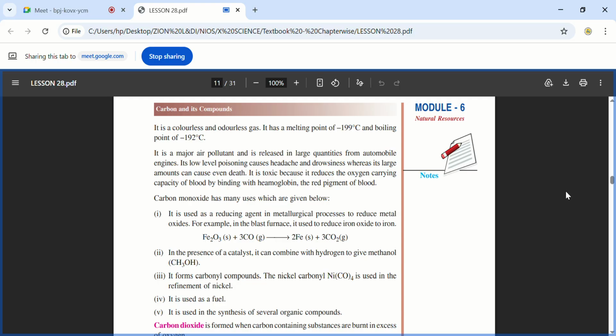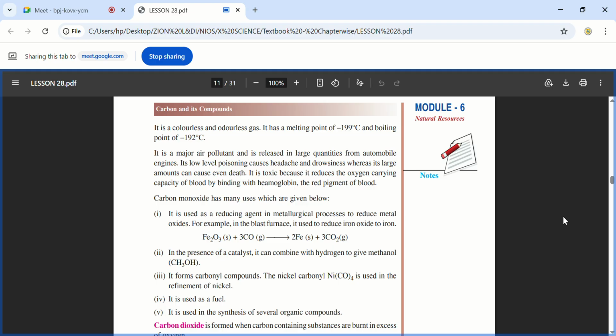It is used as a reducing agent in metallurgical processes to reduce metal oxide. For example, in the blast furnace, it is used to reduce iron oxide to iron. Fe2O3 solid plus 3CO gas gives 2Fe solid plus 3CO2 gas.